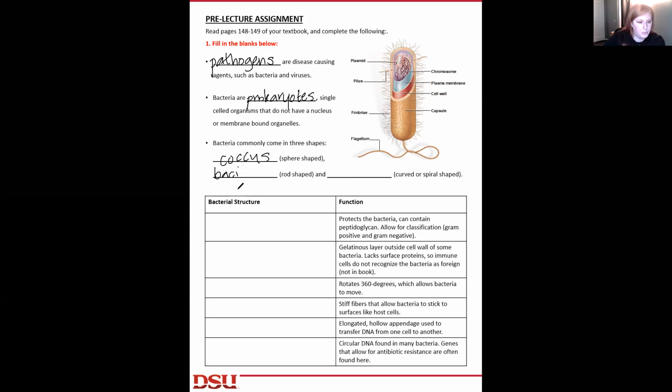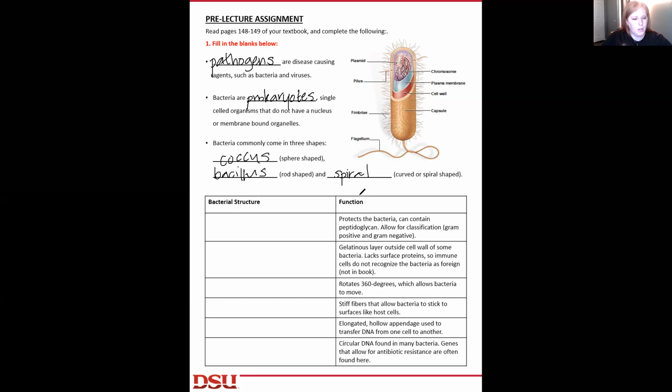Oh shoot, I don't remember how many L's there are in this. I think it's one. That doesn't look right. No, it's because there's two. It's one of those words I always have to look at. And spiral shaped, which are just called spiral.